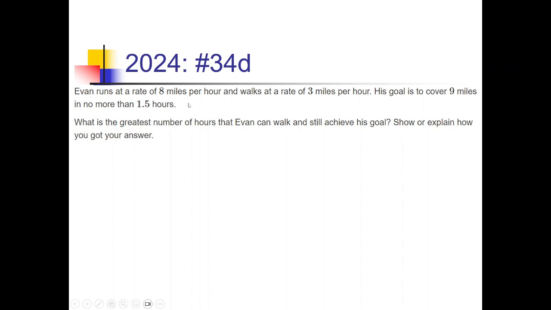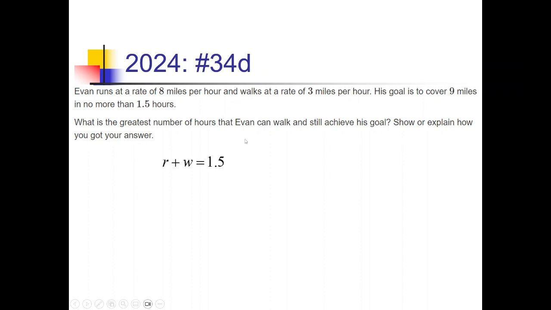For part D of this problem, we have Evan running 8 miles per hour, walking 3 miles per hour, and he wants to go 9 miles in no more than 1.5 hours. We want the greatest number of hours Evan can walk and still achieve this goal. So let's start by setting up a couple of equations to describe the situation. So we want his time running and walking, which we'll just call R and W, to add up to 1.5. So let's write R plus W equals 1.5.